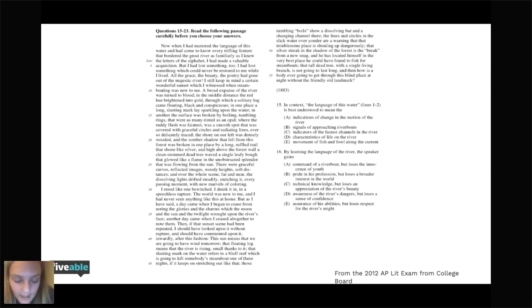So this is kind of like a follow-up question, number 16, which are the worst kind, because if you aren't sure about the first one, you aren't really sure about the second one. So number 16 says, by learning the language of the water, the speaker gains A, command of a riverboat, but loses the innocence of youth.